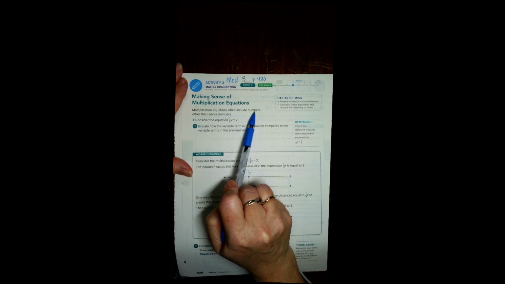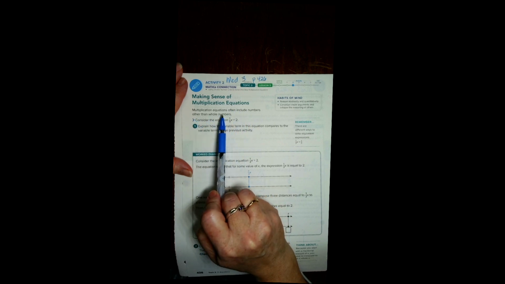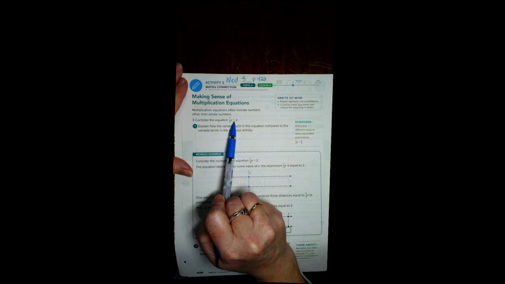Multiplication equations often include numbers other than whole numbers. Consider the equation 1/3 x equals 2. So now we're going to move on to some fractions. And over here on the side, I want to focus in on, it says, remember, there are different ways to write equivalent expressions. So 1/3 with an x beside it is the same as x over 3.